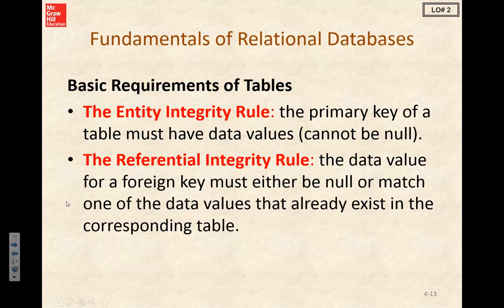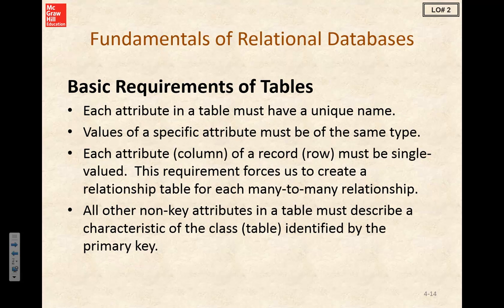And just some quick reminders here is that the primary key of a table must have a data value. It cannot be null. And that's called the entity integrity rule. And the referential integrity rule means that if it's a foreign key, then it either must be null or it must match the data value where it already exists in a corresponding table. So just some reminders.